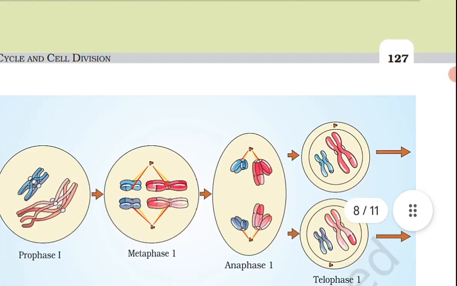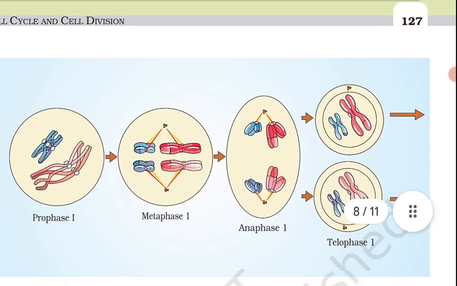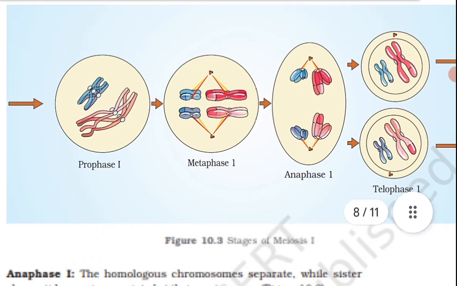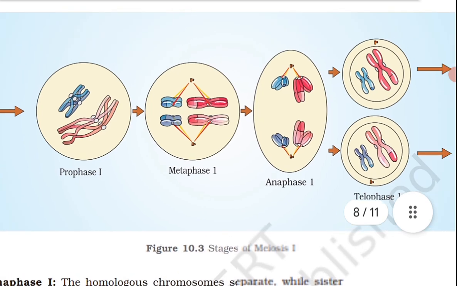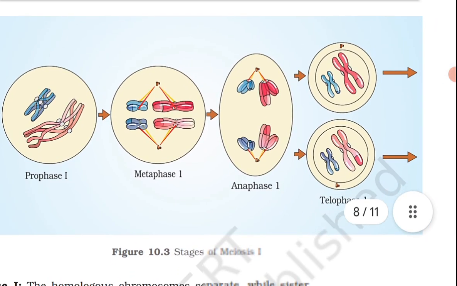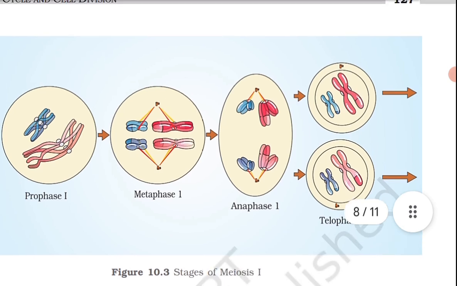Understood? Next is summary. According to the cell theory, cells arise from pre-existing cells. The process by which this occurs is called cell division. Any sexually reproducing organism starts its life cycle from a single-celled zygote. Cell division does not stop with the formation of the mature organism but continues throughout its life cycle.